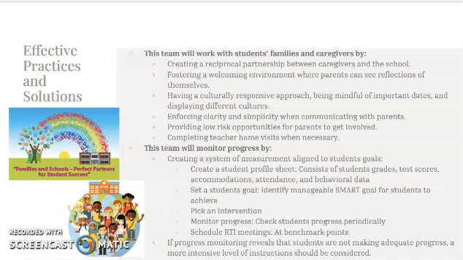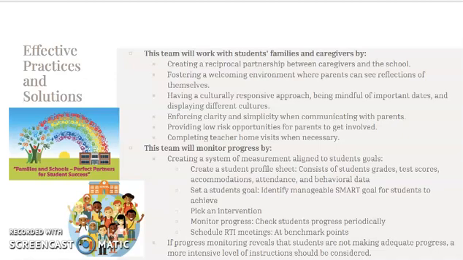This team will work with students' families and caregivers by creating a reciprocal partnership between caregivers and the school, fostering a welcoming environment where parents can see reflections of themselves, having a culturally responsive approach, being mindful of important dates and displaying different cultures, enforcing clarity and simplicity when communicating with parents, providing low-risk opportunities for parents to get involved, and completing teacher home visits when absolutely necessary.